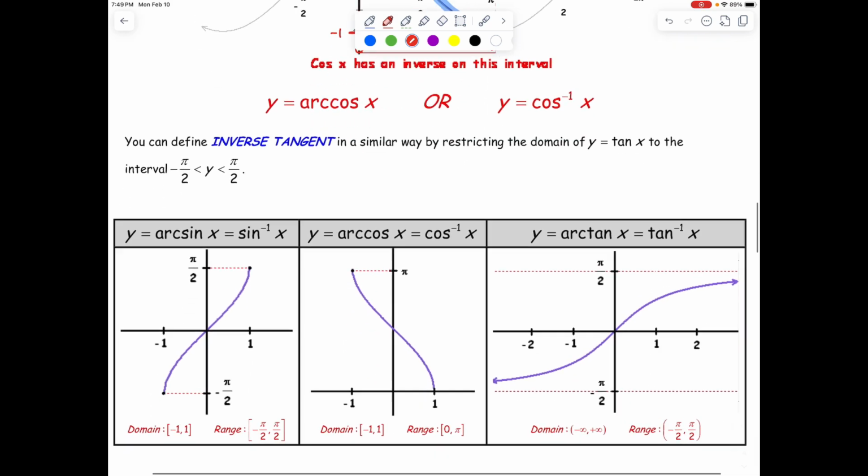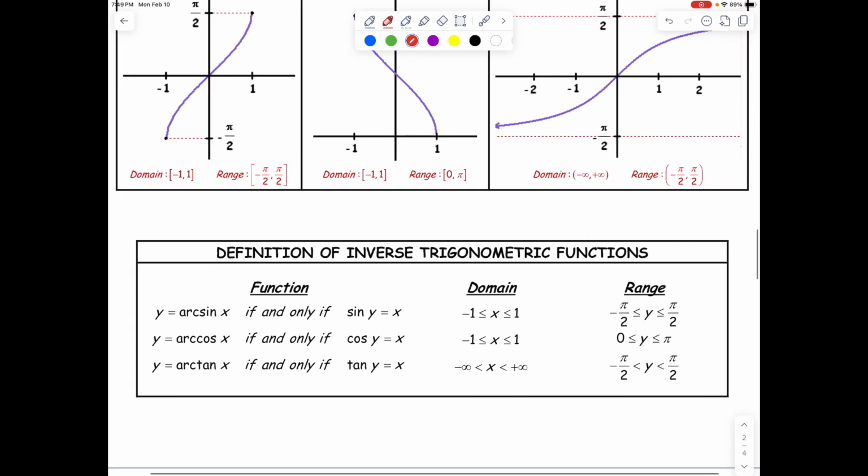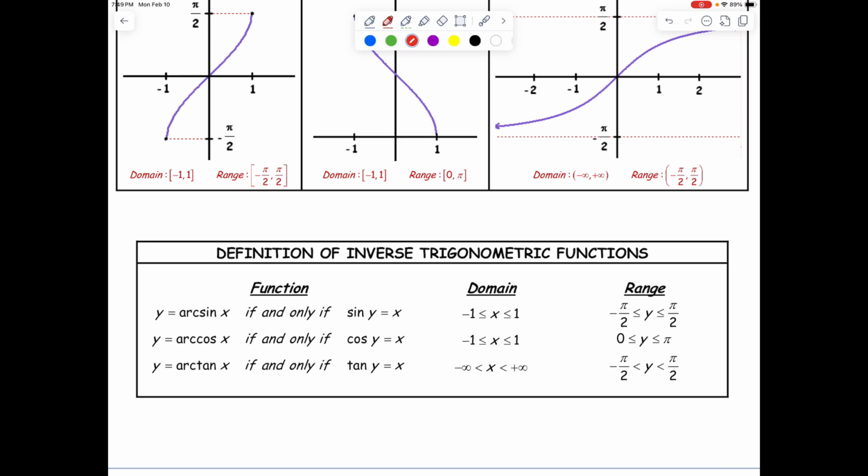I've got actually a summary down here of all of them. So for your inputs for sine and cosine, they're going to both be between -1 and 1. But the range, your outputs, your angles are going to be quadrant 4 and quadrant 1 for sine. And then they're going to be quadrant 1 and quadrant 2 values for cosine.